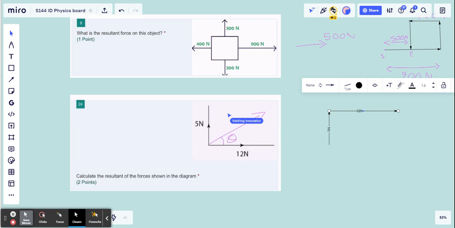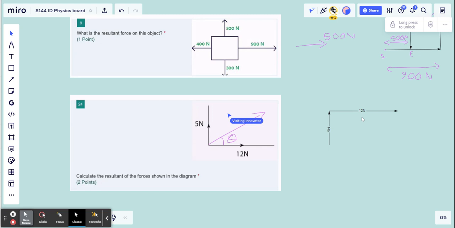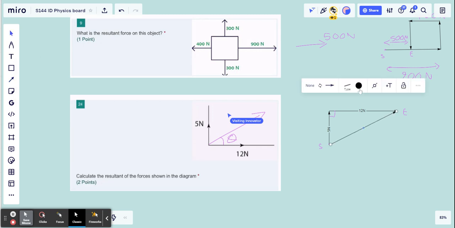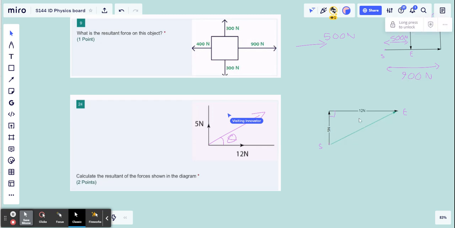Now we could actually make this to scale, so 5 centimeters and 12 centimeters if we like, but we don't have to if we know Pythagoras, because that's a right angle, and this is the start, and this is the end, just like before. So now from the start to the end is going to be another line, which we're going to colour in green, and that is like the hypotenuse of a right angle triangle.